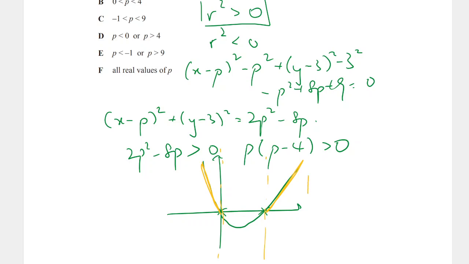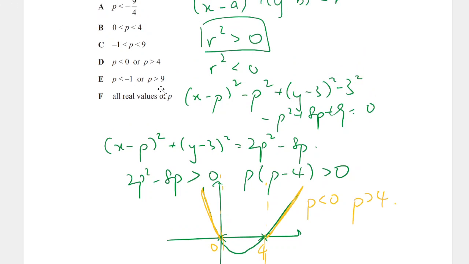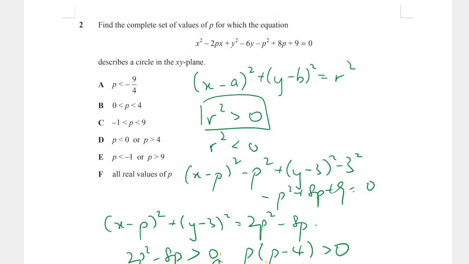So therefore, p is less than 0 for the left-hand side, because that's 0. And then for the right-hand side, p is greater than 4, because the other boundary is 4. All right, so the answer is, let me see, looks like D to me. Make sure don't pick B. B is the inside. All right, so the answer is D.